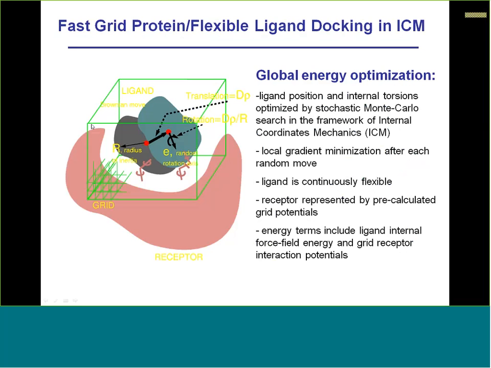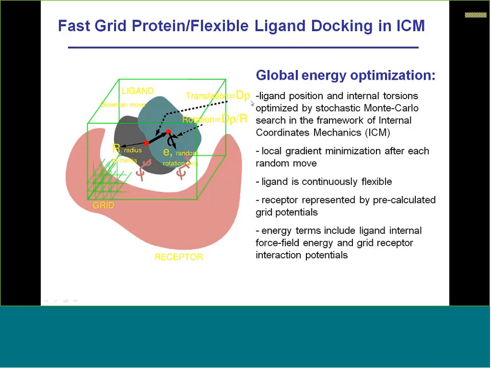So by default, we use grids for the receptor. But as I mentioned, there are ways to incorporate a grid plus explicit atoms if you have flexibility. Or you can use multiple grids, which is a method called 4D docking, to incorporate receptor conformation flexibility. So you'd have multiple grids for your receptor.